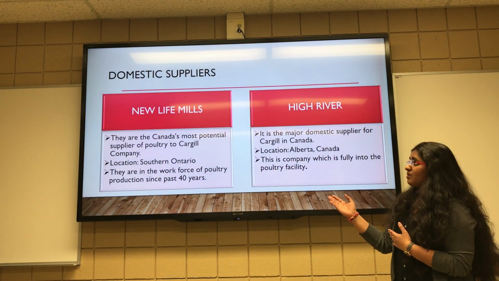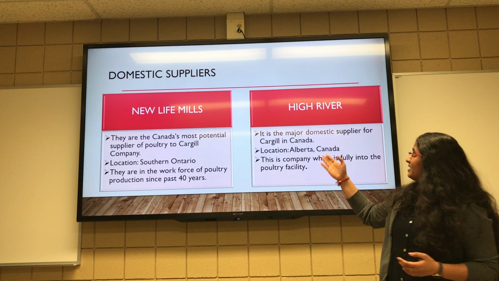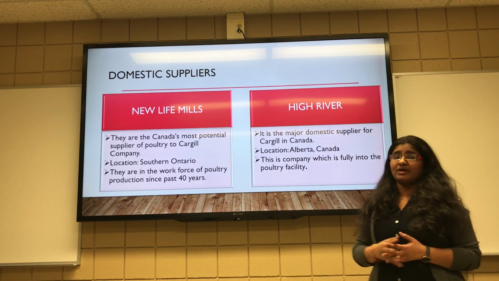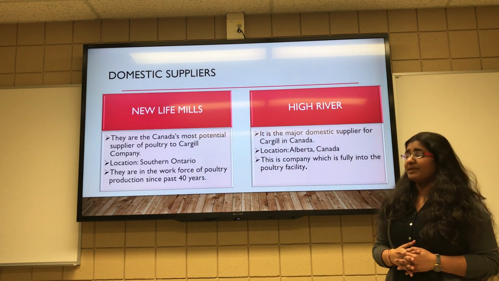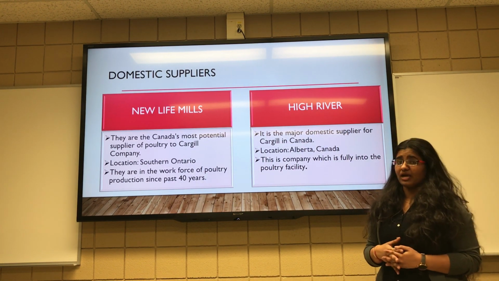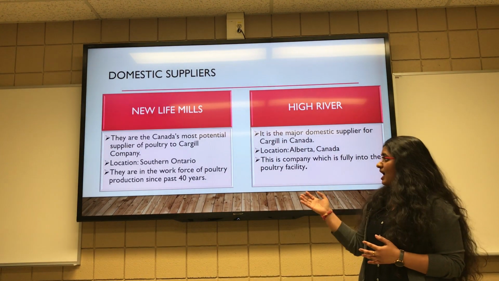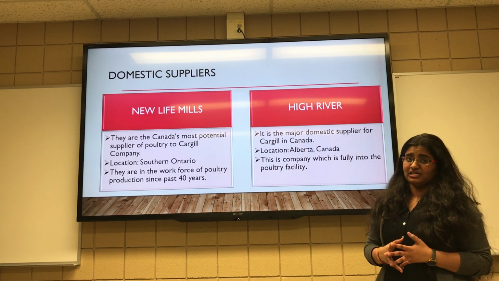Let me talk about the domestic suppliers. New Life Mills and High River are the two domestic suppliers of Cargill. New Life Mills is Canada's most potential supplier of poultry to Cargill. It is located in southern Ontario, and they have been in the workforce for the past 40 years.